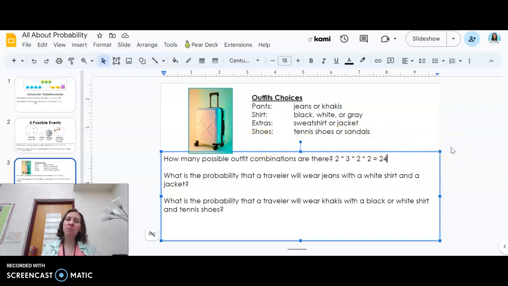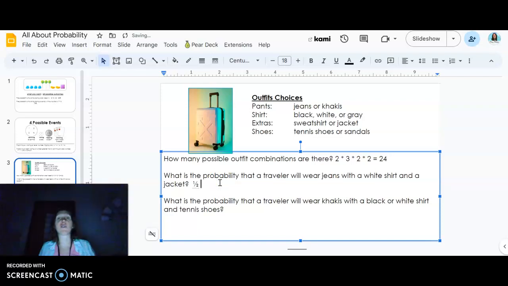Now, yes, it might be sometimes nasty to wear things more than once, but maybe we have access to a washing machine. All right, what is the probability that a traveler will wear jeans with a white shirt and a jacket? Okay, well, their chances of wearing jeans are half because they have 2 options to choose from, and one of those pant options is jeans.